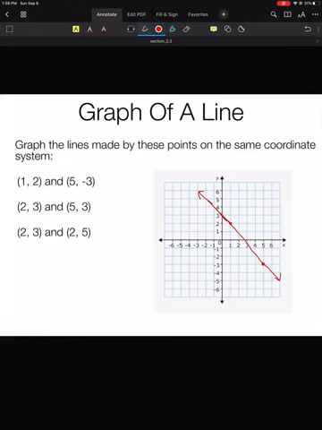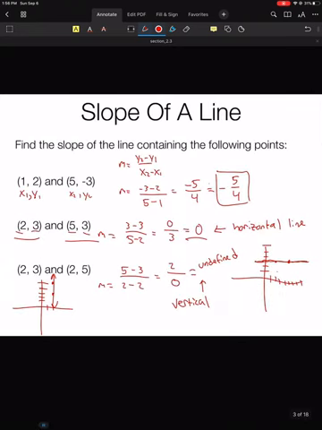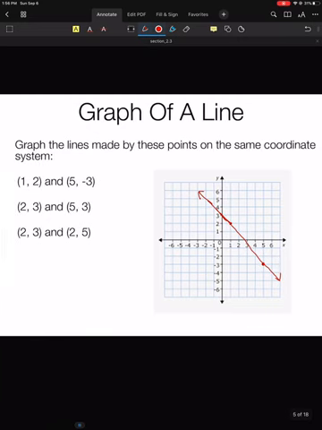looks something like that. If I go back, you'll see that the slope of that line was negative, negative 5/4. So if we look over here, we see that if the slope is negative, the general pattern of this line is going down and to the right. That's what a negative slope looks like.